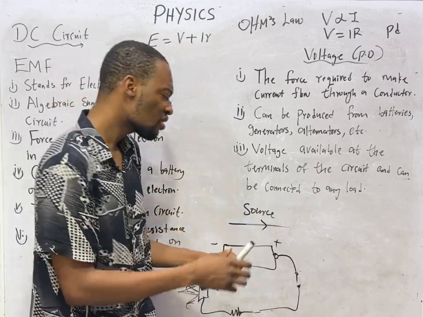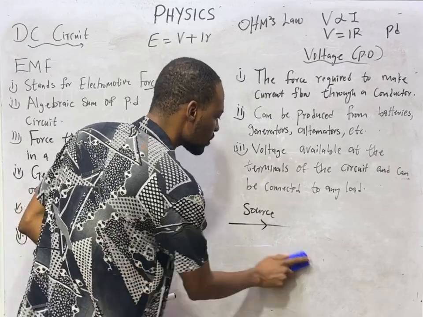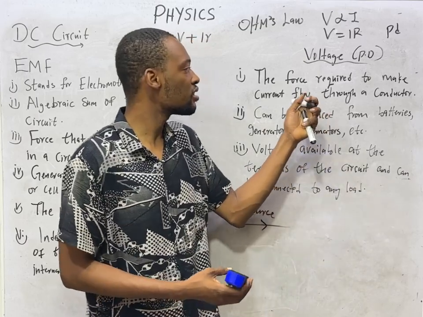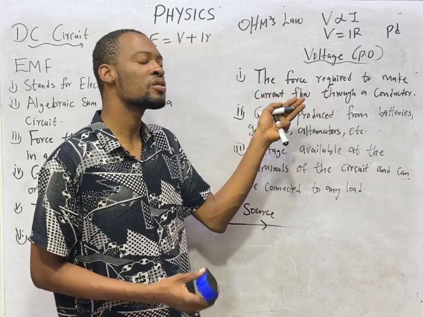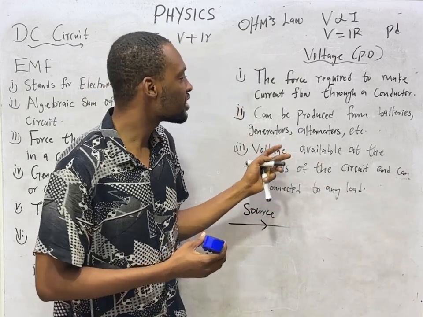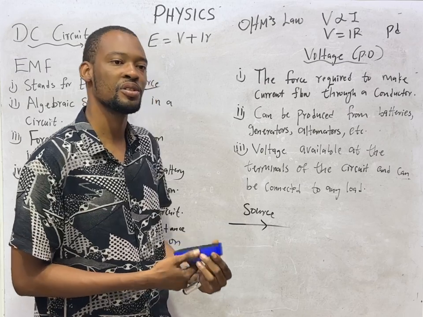I don't think it makes sense to you yet, but it's going to make sense to you why I explain. Let's look at an overview of them. Voltage is the force required to make current flow through a conductor. Then, voltage can be produced from batteries, from generators, from alternators.